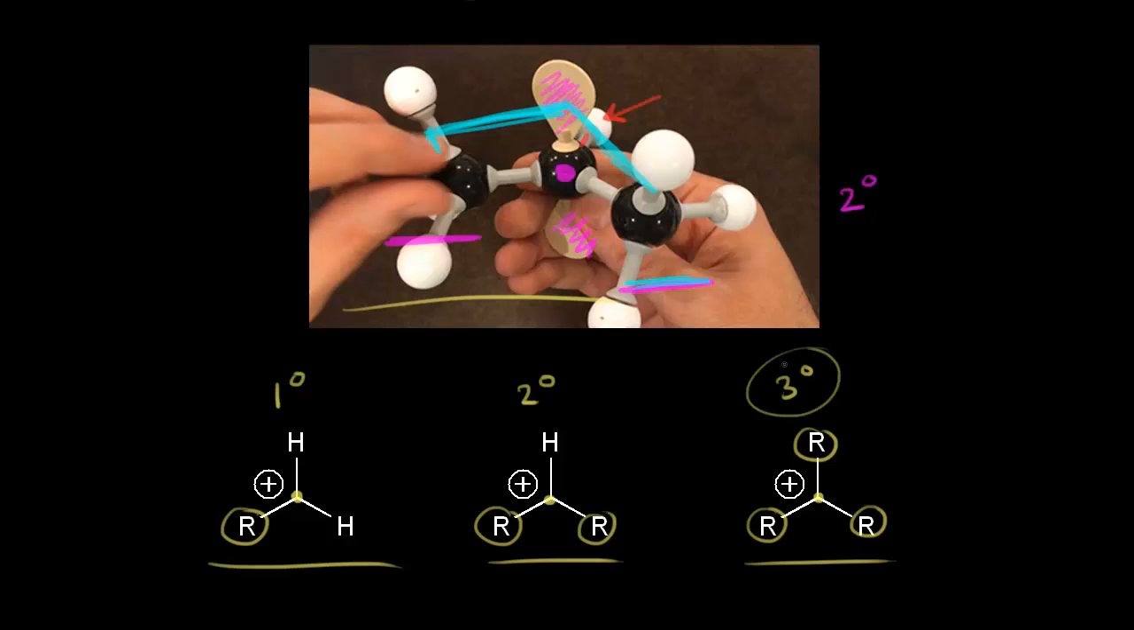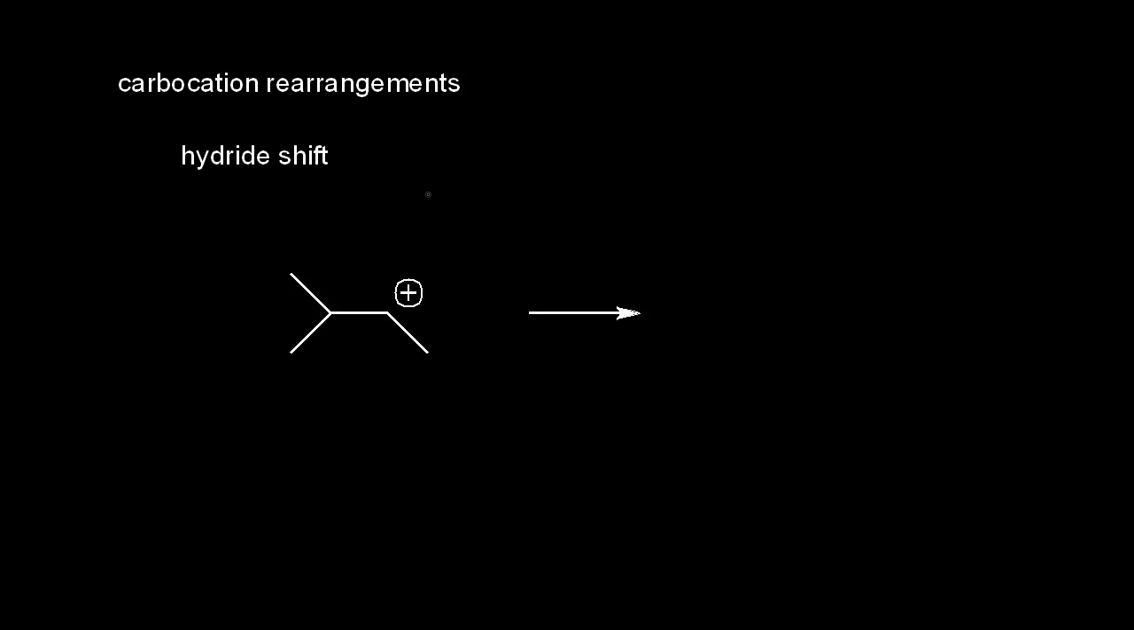So a tertiary carbocation is more stable than a secondary carbocation. And a secondary carbocation is much more stable than a primary carbocation. So these are so unstable they might not even exist. So we'll focus on secondary and tertiary carbocations. Now that we understand carbocation stability, let's look at an introduction to carbocation rearrangements.